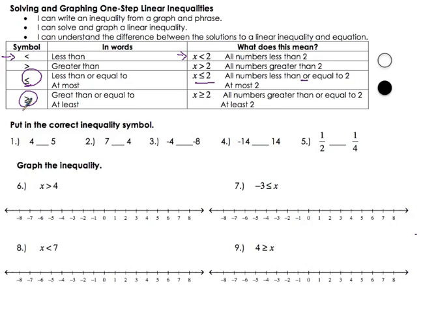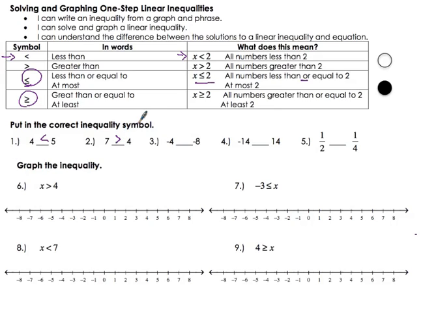So let's move down here to numbers 1 through 5, and let's write in the correct inequality symbol. 4 blank 5. What symbol do you think goes in there? That's right, less than. Number 2, 7 blank 4. Well, how does 7 compare to 4? 7 is greater than 4.